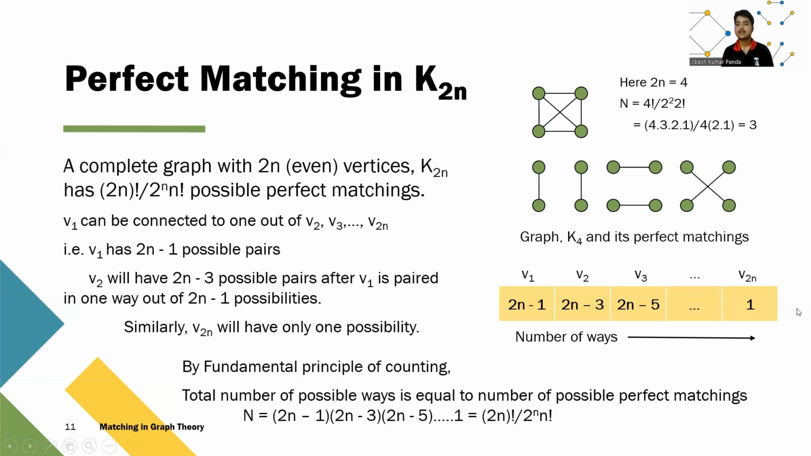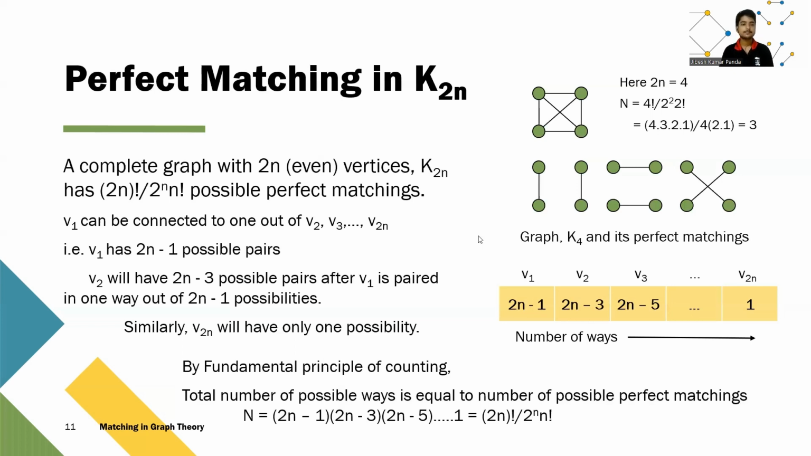So here is an example of K4. In K4 there are 4 vertices, meaning 2n is equal to 4, so n is equal to 2. The number of total perfect matchings is equal to 3. So here are the 3 perfect matchings that can be found on K4.